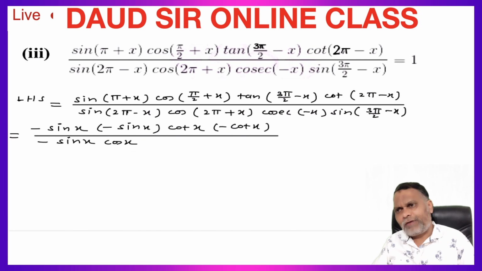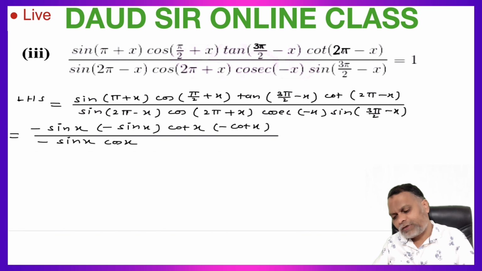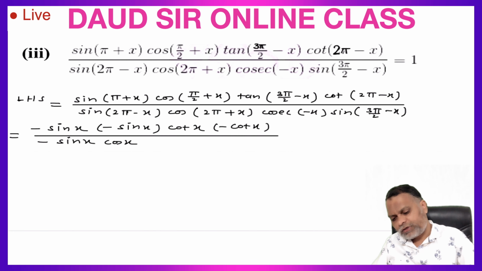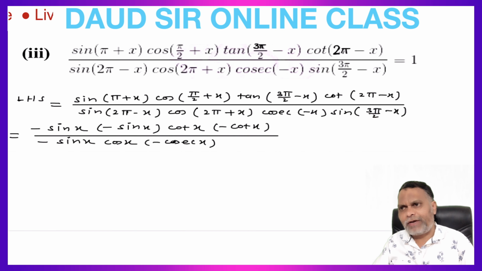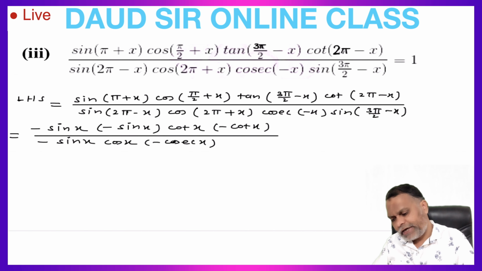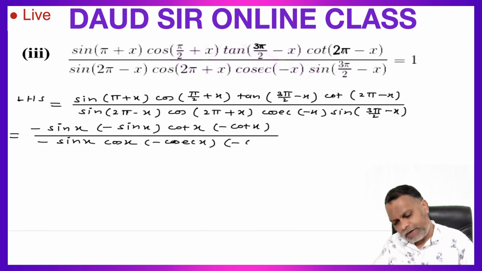Cosec minus theta lies in fourth quadrant. In fourth quadrant, cos is positive. Cos and its reciprocal sec positive. Others are negative. So minus cosec x. Cosec minus x is equal to minus cosec x. And this is sine 3 pi by 2 minus x. 270 minus theta lies in third quadrant. In third quadrant, tan is positive. This is sine. So minus. In case of 270, change sine to cos. So minus cos x.